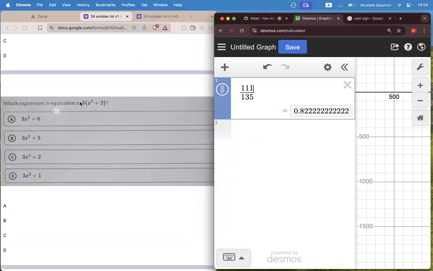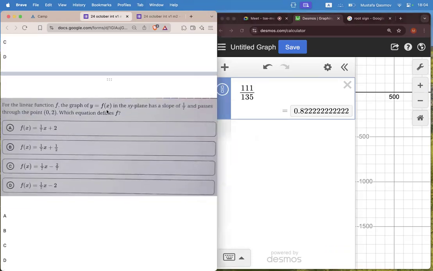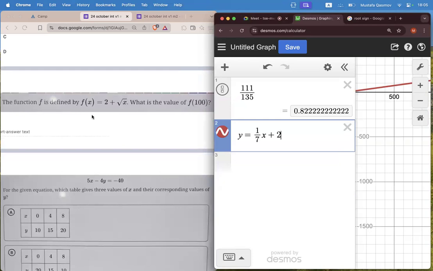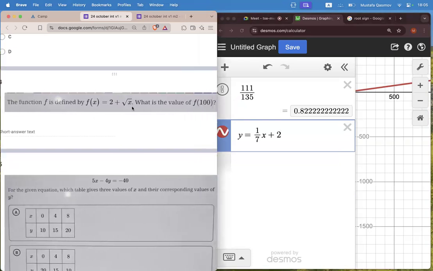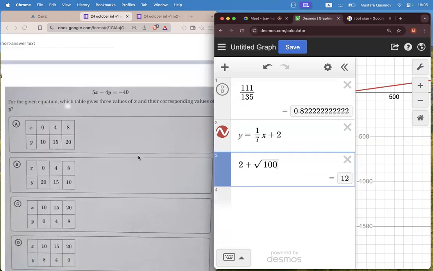Second one, we have to just multiply it. 3x squared plus 6a. Third one, for the linear function, we have a slope of 1 over 7. And we have a 2, so it is the y-intercept. The answer is A. This one, we have to write in x 100. 2 plus square root of 100, it is 12.